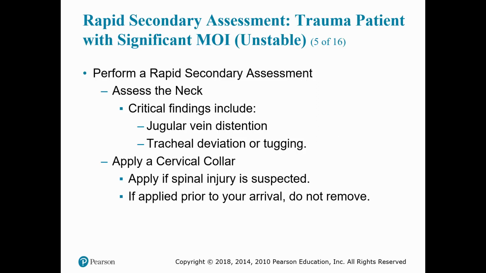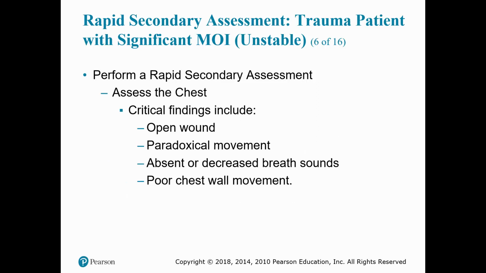Okay, moving down from the neck, we're going to look at the chest. Some of our critical findings. Open wounds to the chest, you're allowing air to go into the chest. That's a problem. You can end up collapsing your lung. Paradoxical movement, we've got air or broken ribs that could potentially end up puncturing a lung if they haven't already. Absent or decreased breath sounds, that's just a sign that we have possibly a collapsed lung. And poor chest wall movement. Poor chest wall movement could be a result of broken ribs. The patient's not able to take a deep breath, so they decrease the tidal volume by not expanding their lungs as much and end up becoming hypoxic.